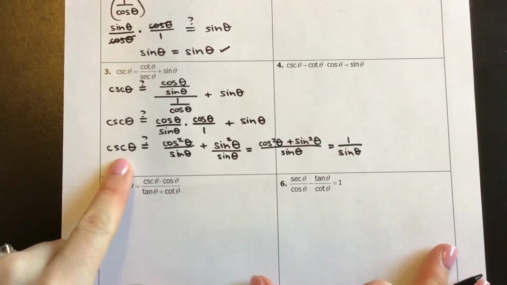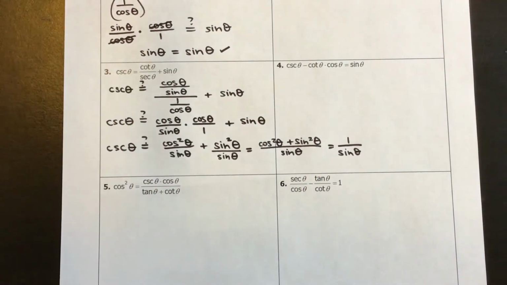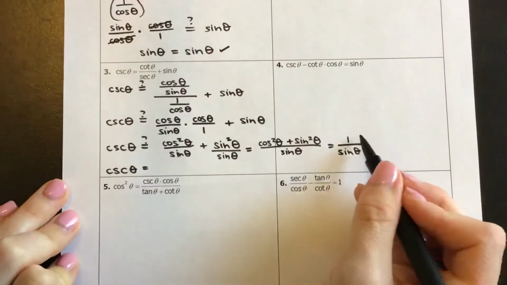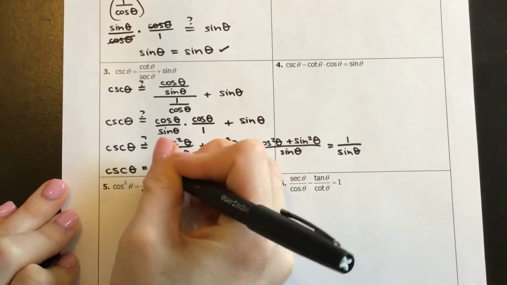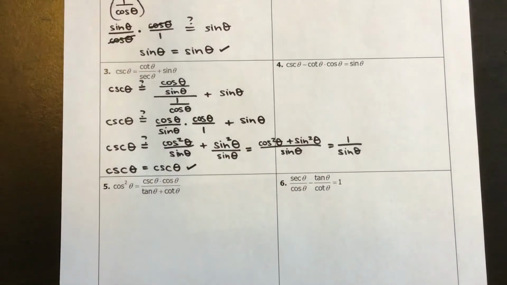On the left-hand side, we have cosecant, and then this is 1 over sine. So remember, those are reciprocals. The left-hand side is cosecant, and that's actually exactly what we had here. 1 over sine is, in fact, equal to cosecant. Once you get the two sides to match, then you are done.